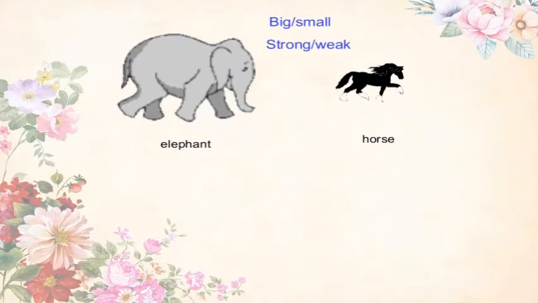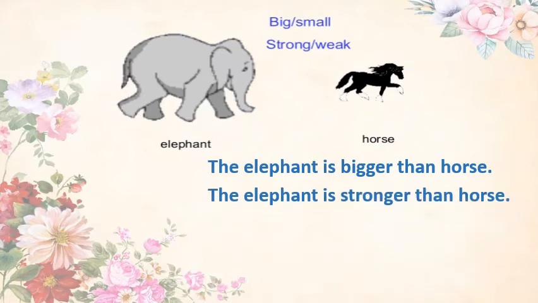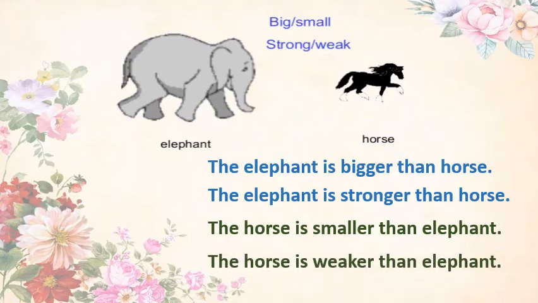Okay, we will take first elephant. The elephant is bigger than horse, isn't it? Now, second one, the elephant is stronger than horse. Next one, the horse is smaller than elephant. See the size. And the horse is weaker than elephant, isn't it?